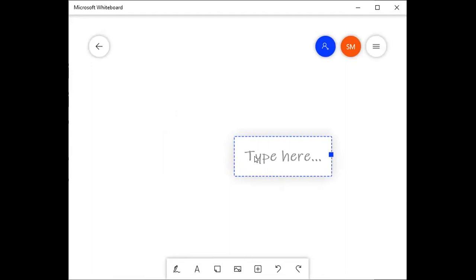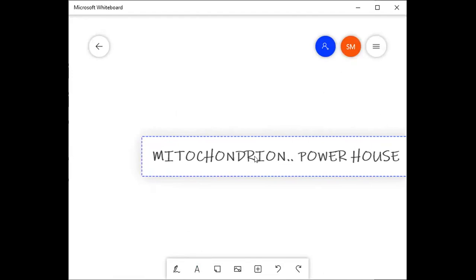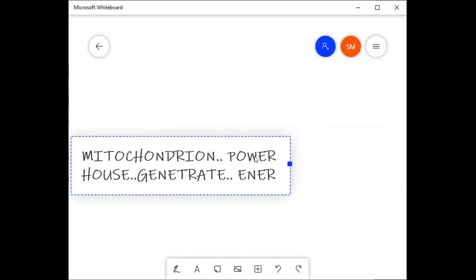Mitochondria, singular, it is known as the mitochondrion. This is generally known as the powerhouse of the cell. It is known as the powerhouse of the cell because the main function of the mitochondria is to generate energy, and after generating energy, storing energy in the form of ATP.